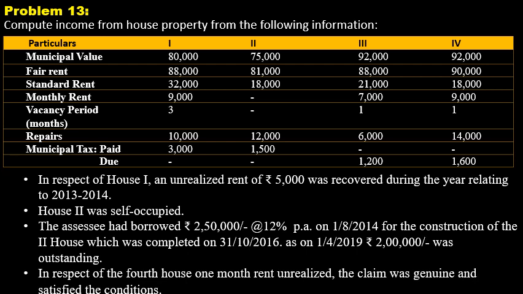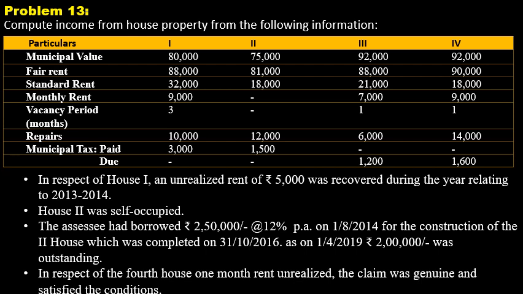This is the 13th problem of income from house property. Let me explain the problem. Compute income from house property from the following information. Particulars: four houses, municipal value, fair rent, standard rent, monthly rent. For the first house and second house, no monthly rent; third house 7,000 and fourth house 9,000.